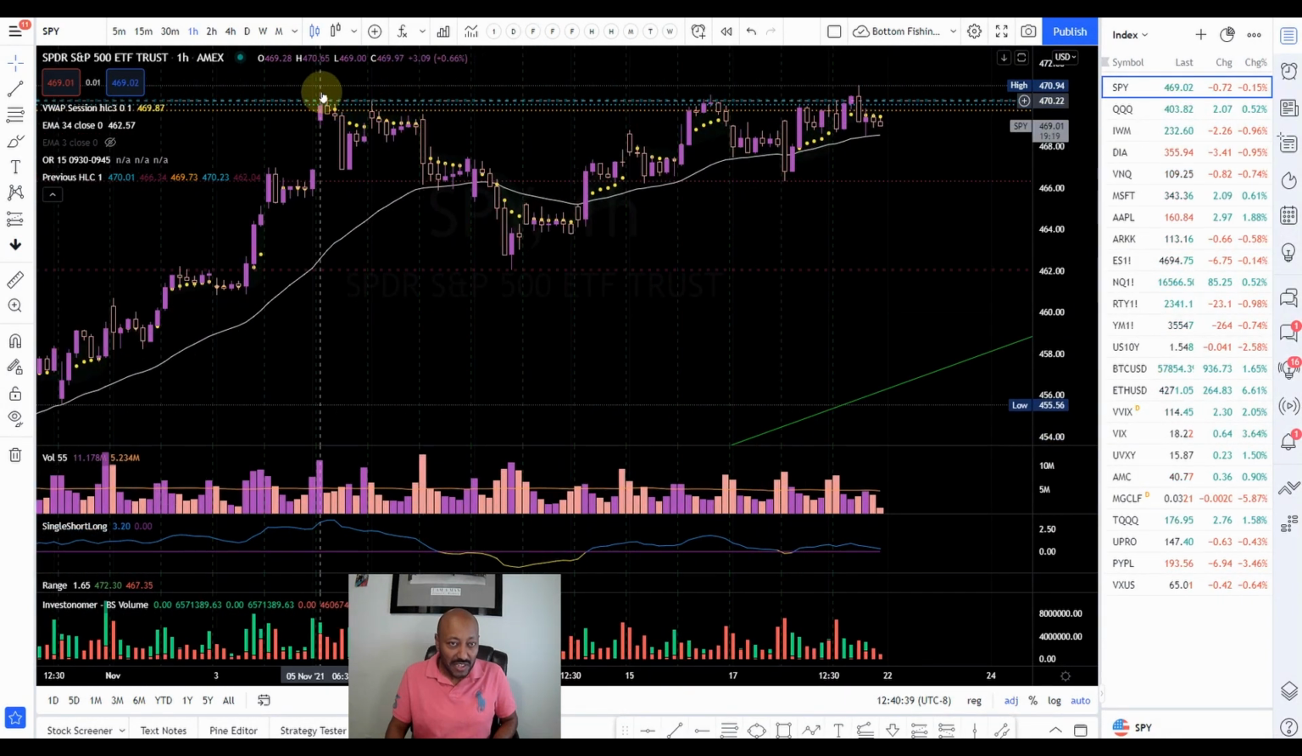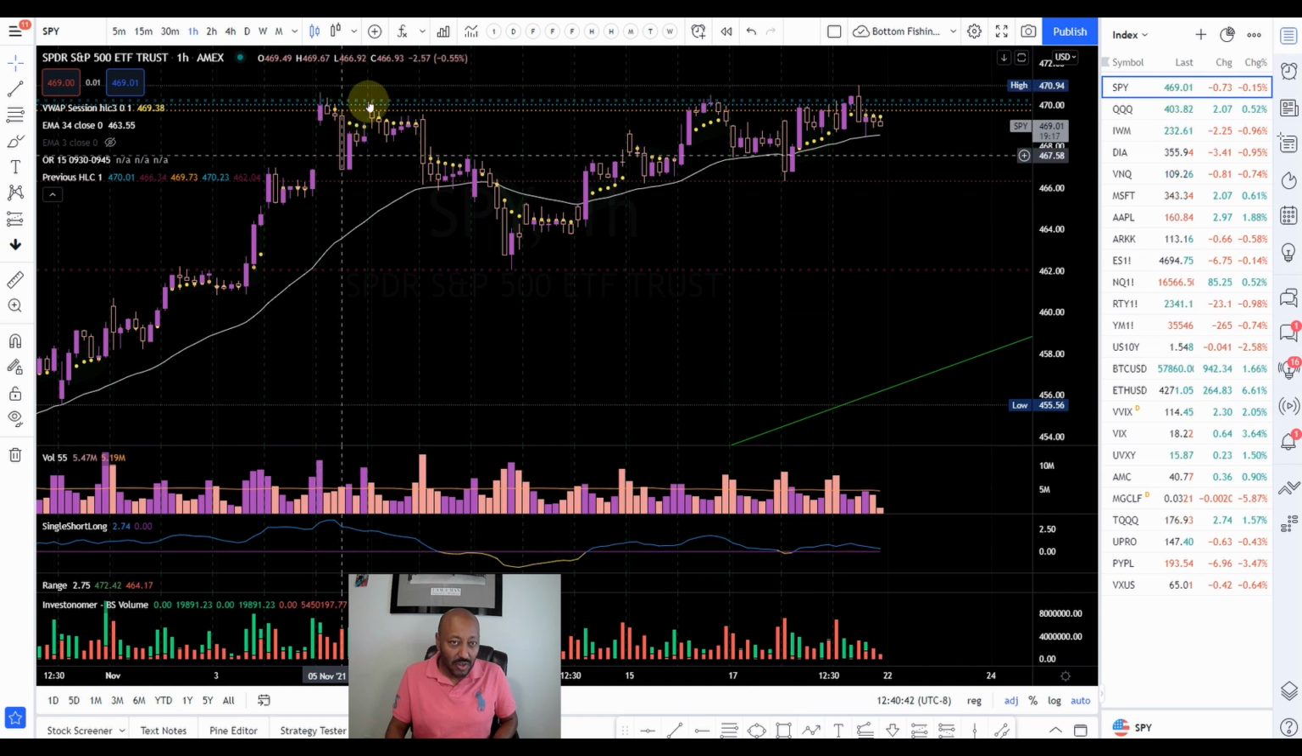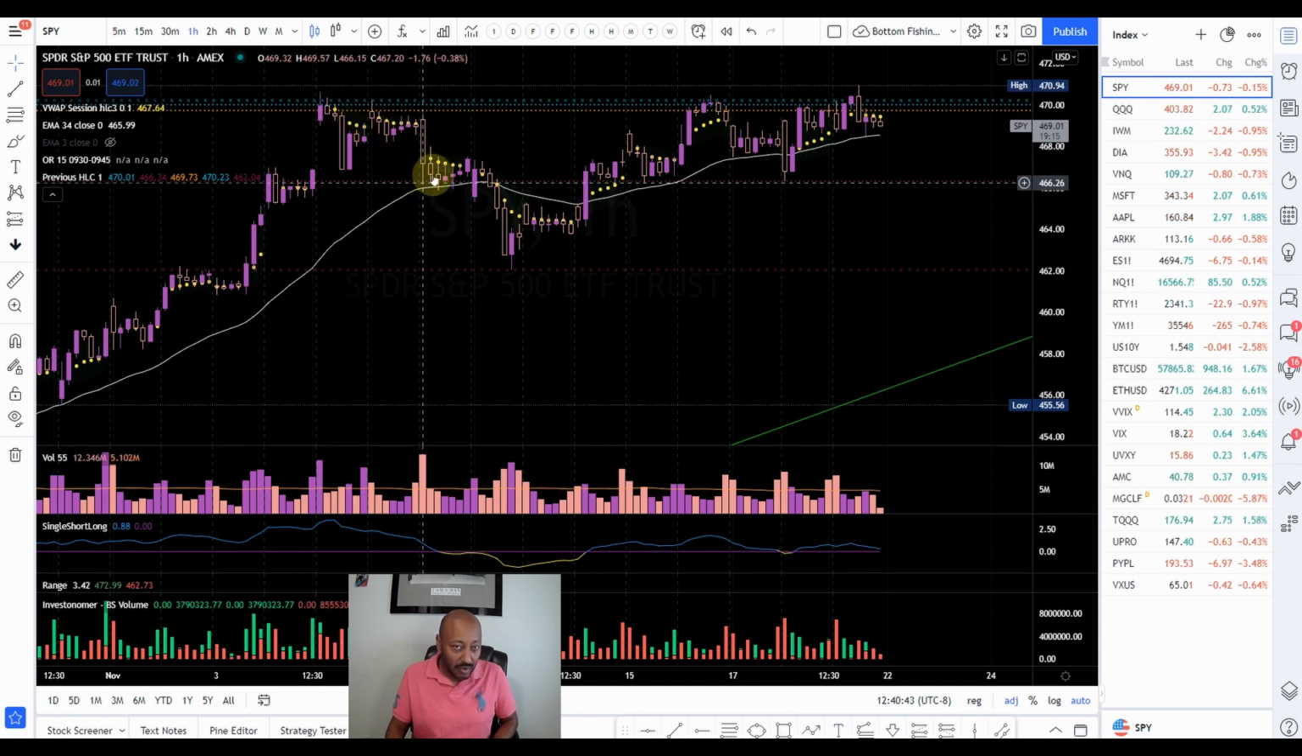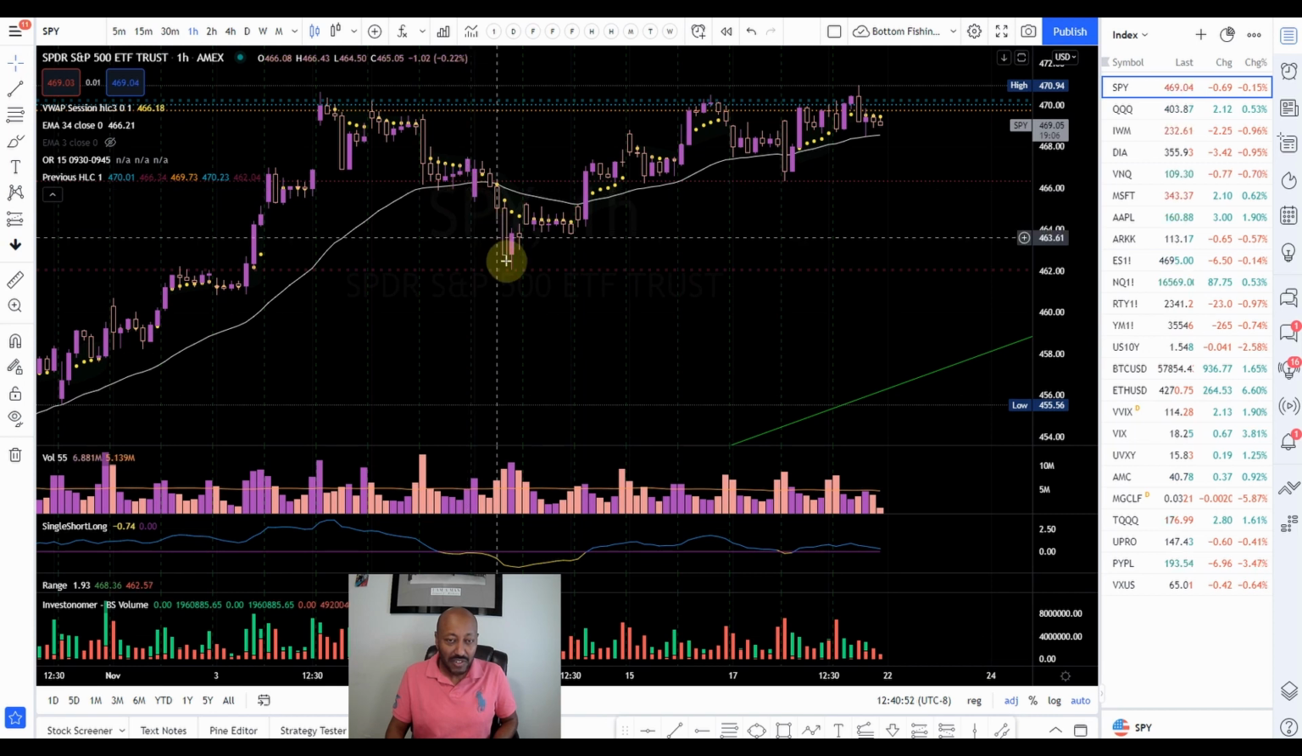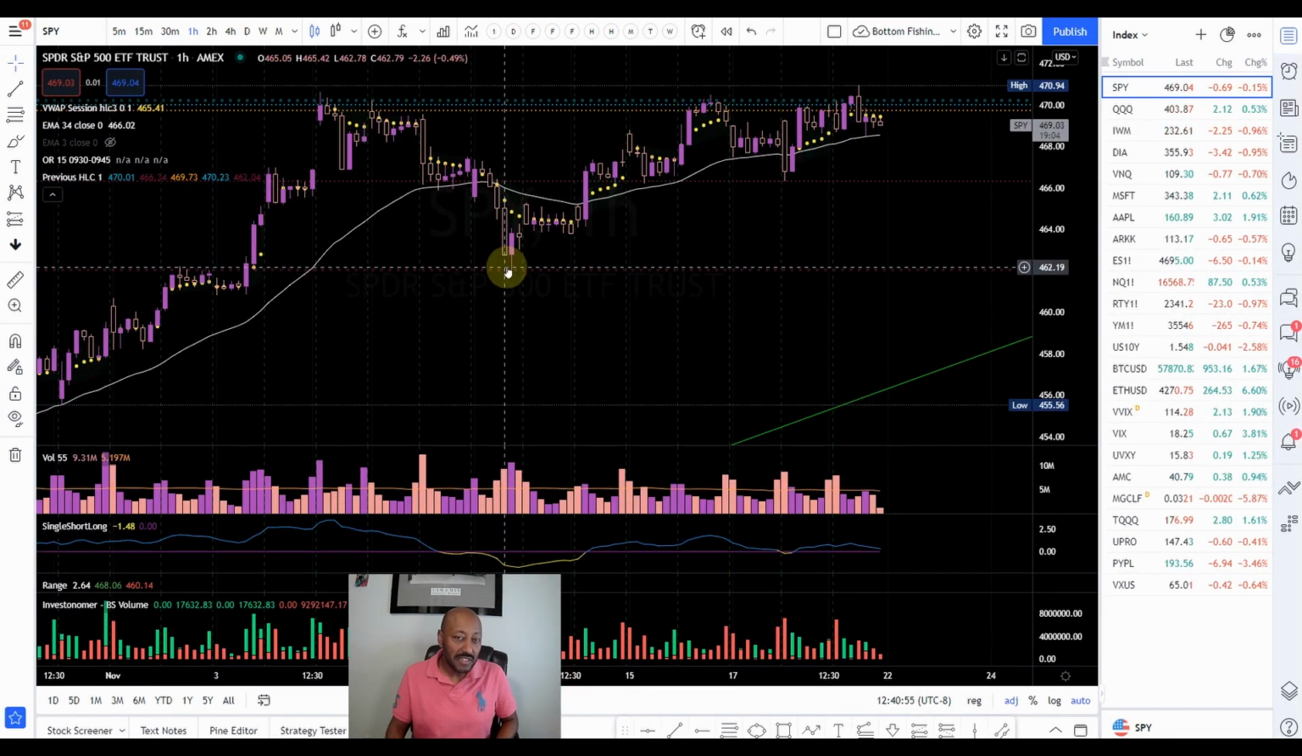as you see high, low, lower high, lower low, even lower high again, you can enter at the break of the last swing low, 465 to 462. This is what I talk about price action.